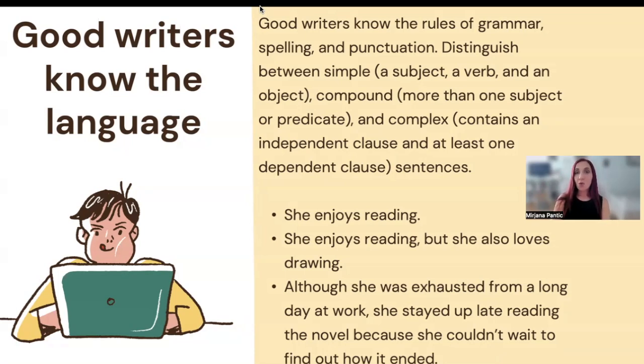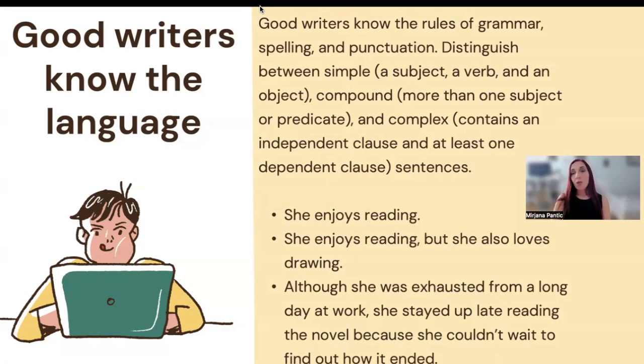You need to distinguish between simple sentences that include a subject, a verb, and an object. One such example is "She enjoys reading" or "He loves swimming." So it's very simple. Or "She is reading a book." There's a subject, a verb, and an object. The subject is she, the verb is reading, and the object is a book.